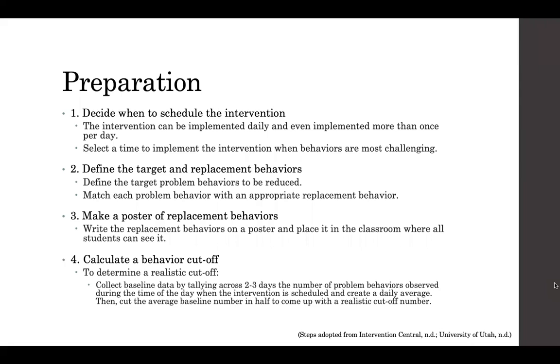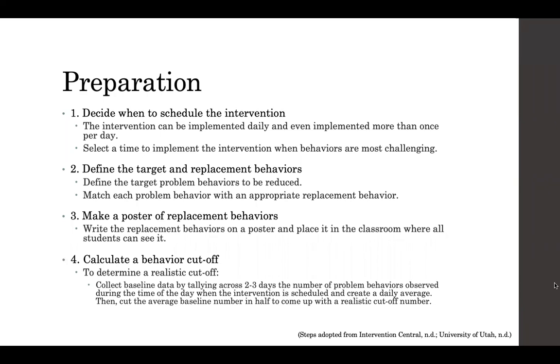Then calculate a behavior cutoff. The classroom gets to spin the spinner to earn a reward every time the total number of problem behaviors falls below the teacher-defined cutoff number. To determine a realistic cutoff, collect baseline data by tallying across 2 to 3 days the number of problem behaviors observed during the time of the day when the intervention is scheduled and create a daily average. Then cut the average baseline number in half to come up with a realistic cutoff number.